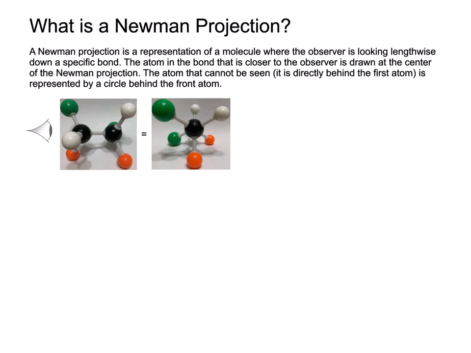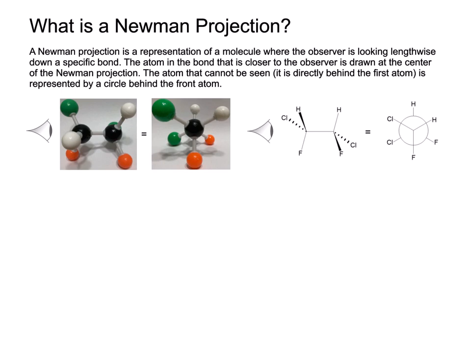What you will see, however, is that from that perspective, on that front carbon, we have the white atom on the top right, the green atom on the top left, and that orange atom going downwards. Likewise, on that back carbon, the white atom is going straight up, and the orange one is going down to the right, and the green one is going down to the left. That perspective is easy to see on a ball and stick model. What if we changed it to a skeletal model instead?